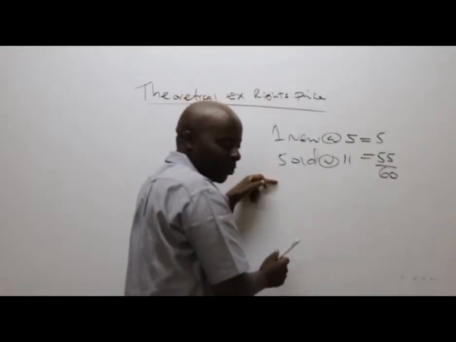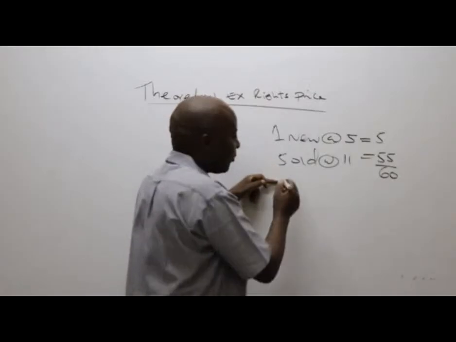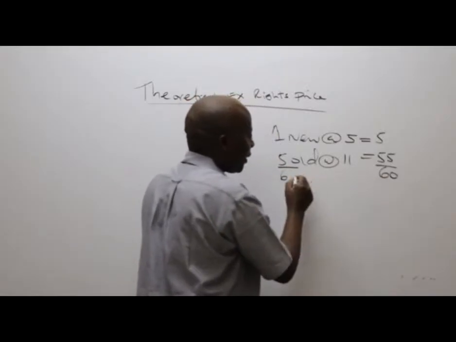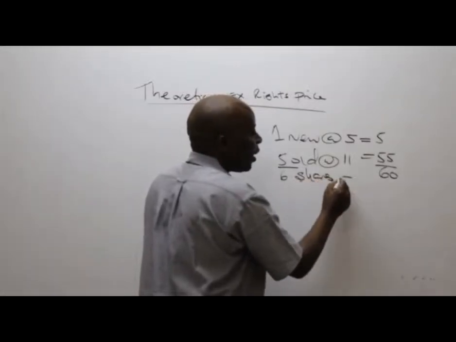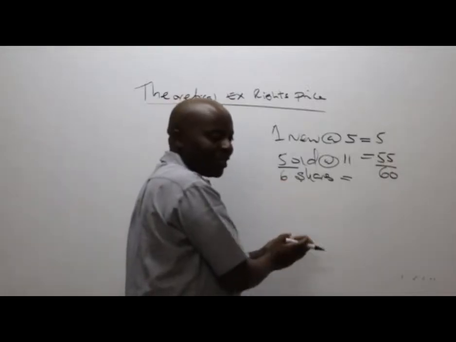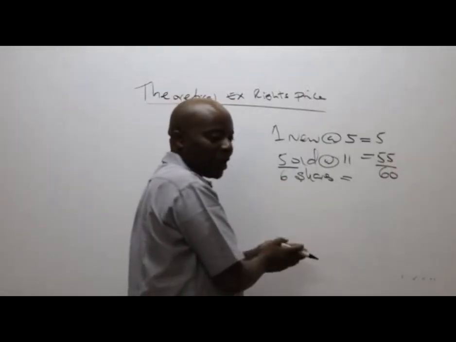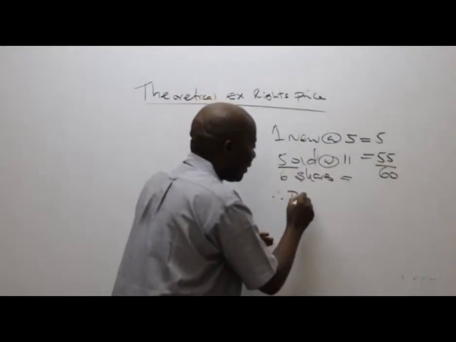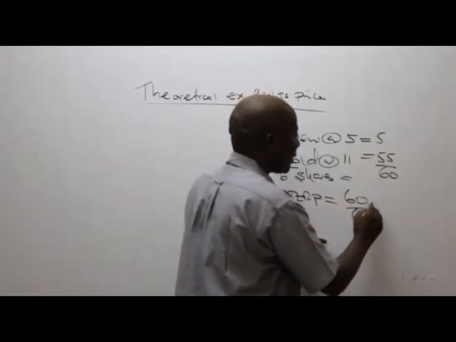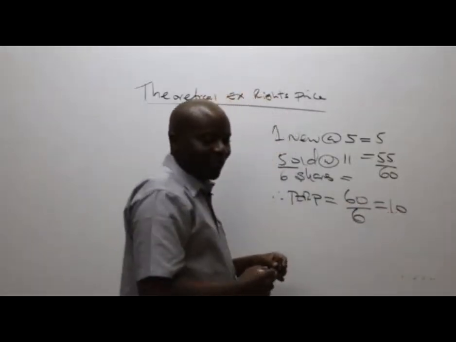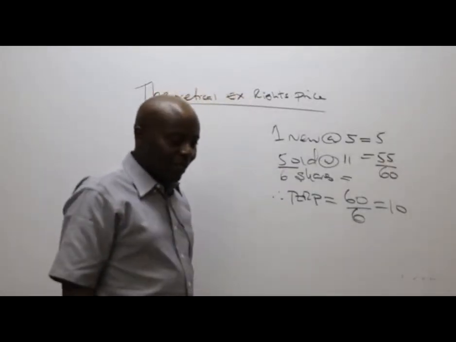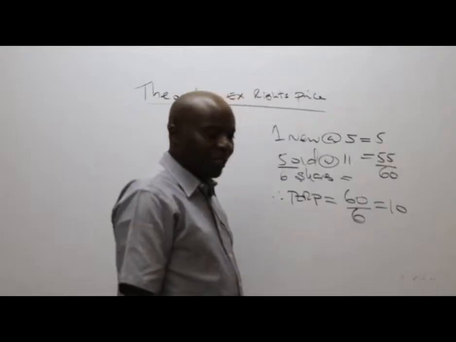But now how many shares do we have in total? 6. So we are saying that 6 shares are worth 60 bob. Then how about 1 share? Once you give us that 1 share, you are giving us the theoretical X rights price. Therefore, the theoretical X rights price here will be 60 divided by 6, which gives us 10. The theoretical X rights price is 10.